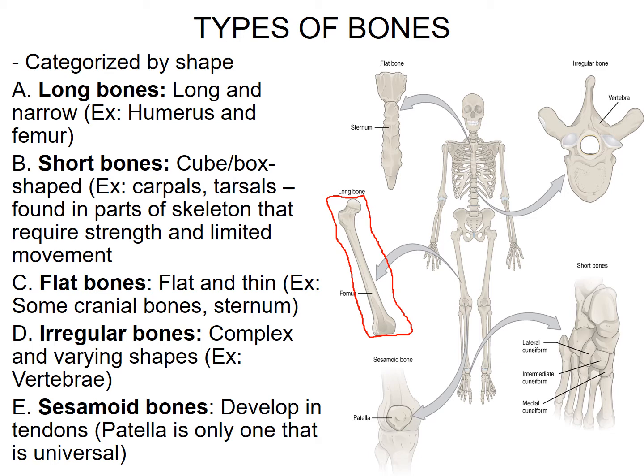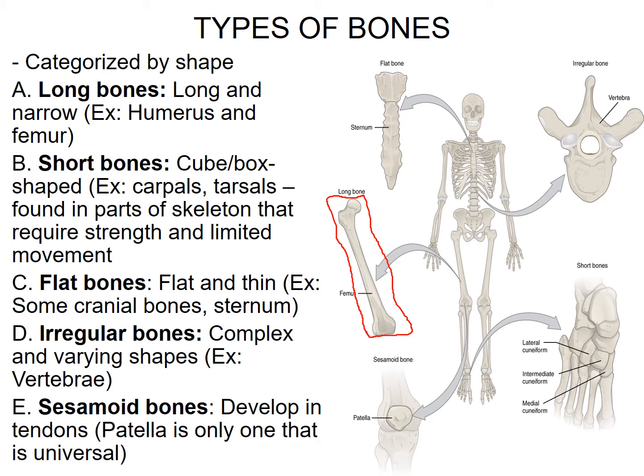Your upper arm bone, your lower arm bones, even your metacarpals and your fingers are all considered long bones. Also, we just outlined the femur. Your shin bones are also very long and skinny. And then your metatarsals and your toe bones also would fall into this category of being a long bone.